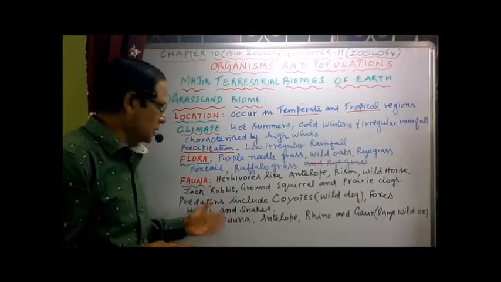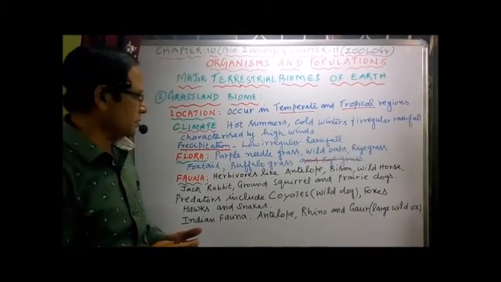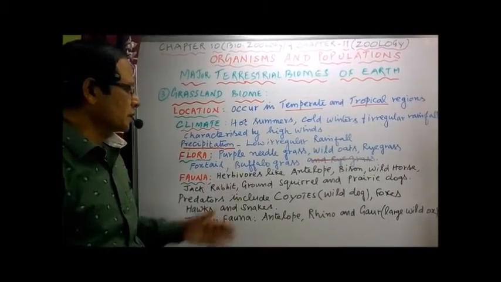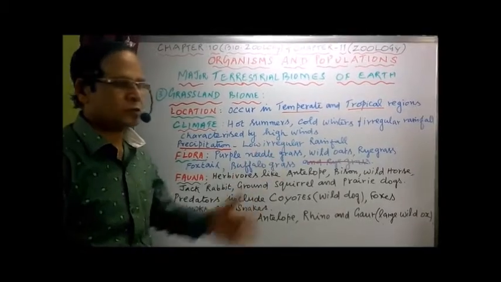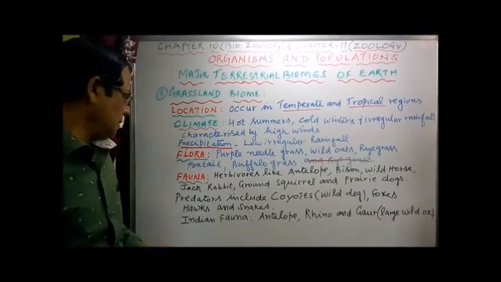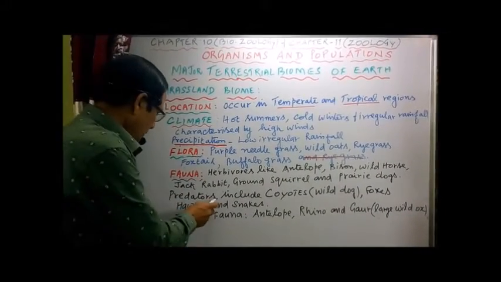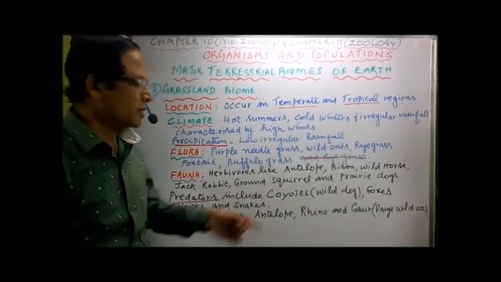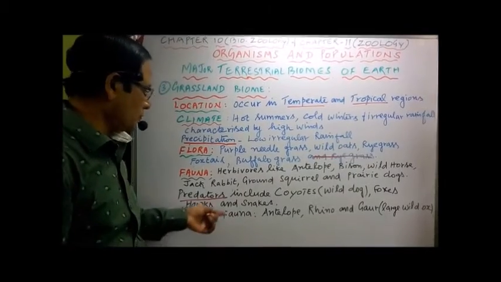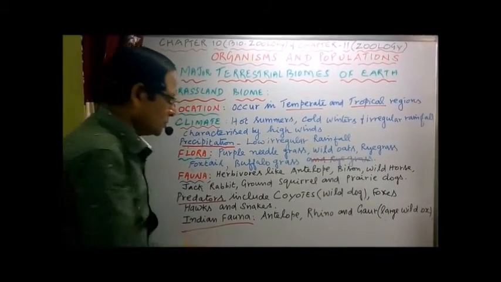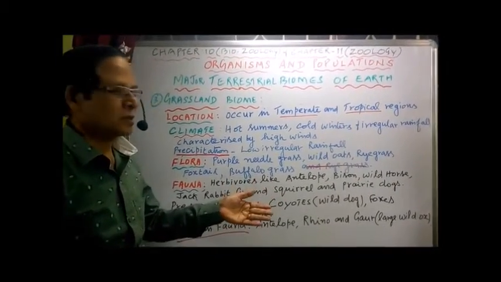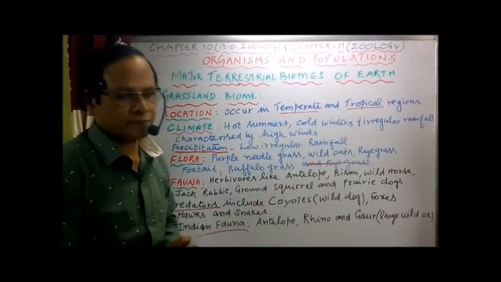Then the fauna includes herbivores, particularly grazing animals like antelopes, bison, wild horse, then jackrabbit, ground squirrel, and prairie dogs. The prairie dogs are very common. Normally the grasslands are also called a savanna. Then we have predators also: coyotes, that is nothing but the wild dog, then foxes. The Indian fauna includes particularly the antelope, that is the deer variety, rhinoceros and gaur.